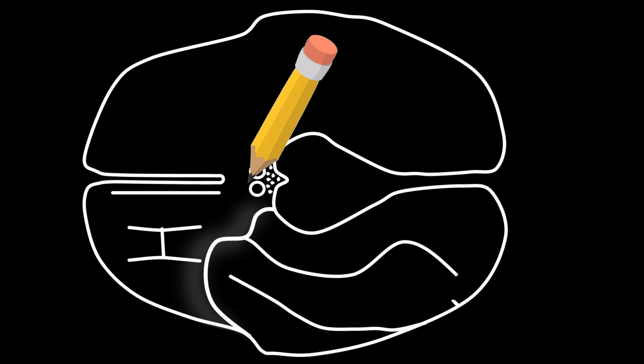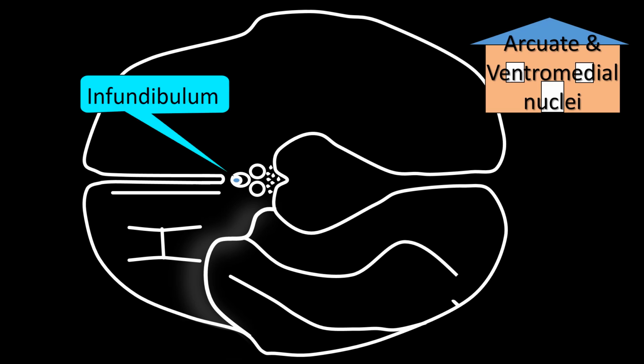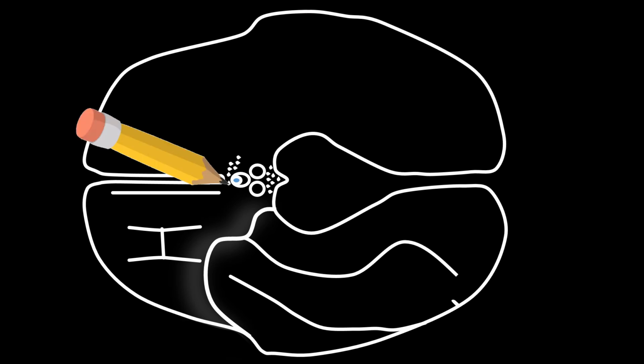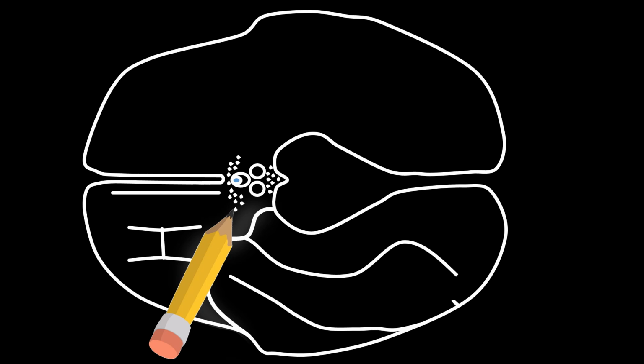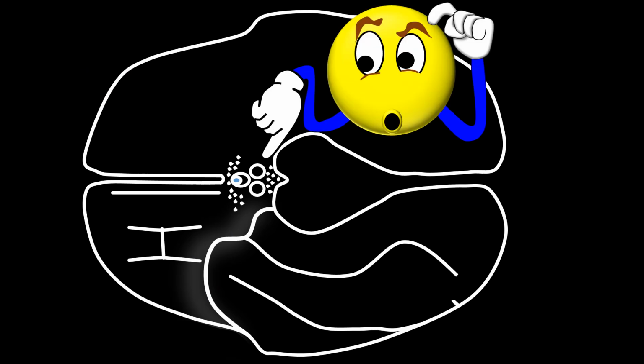Just between and anterior to both, draw an oval structure. This is the tuber cinerum, home of the arcuate and ventromedial hypothalamic nuclei. And just anterior, we have the infundibulum, which is the stalk that connects the hypothalamus and the posterior pituitary. Go a bit above the infundibulum and draw a bunch of dots, then extend them to the other side. This is the anterior perforating substance. This is an important area because of all the structures that are deeper into the brain in this area.